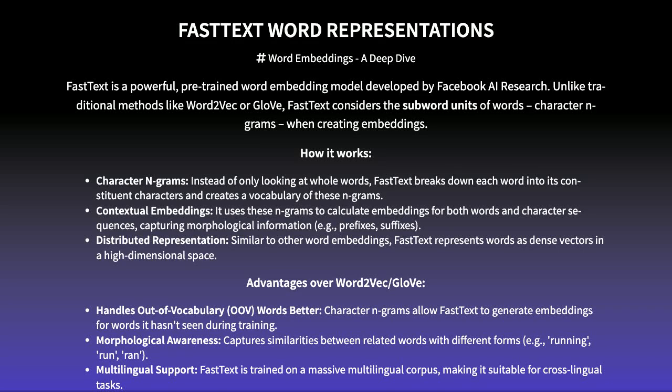Let's talk about FastText. It's a really clever way to understand words and their relationships. Unlike some earlier methods that just looked at whole words, FastText breaks them down into smaller pieces, specifically character n-grams. Think of it like building words from individual letters. By considering these characters, it can handle words it hasn't seen before, which is a huge advantage. Plus, because it understands how words are formed, like adding prefixes or suffixes, it captures similarities between related words in a really intuitive way. And the best part? It's amazing for multiple languages.